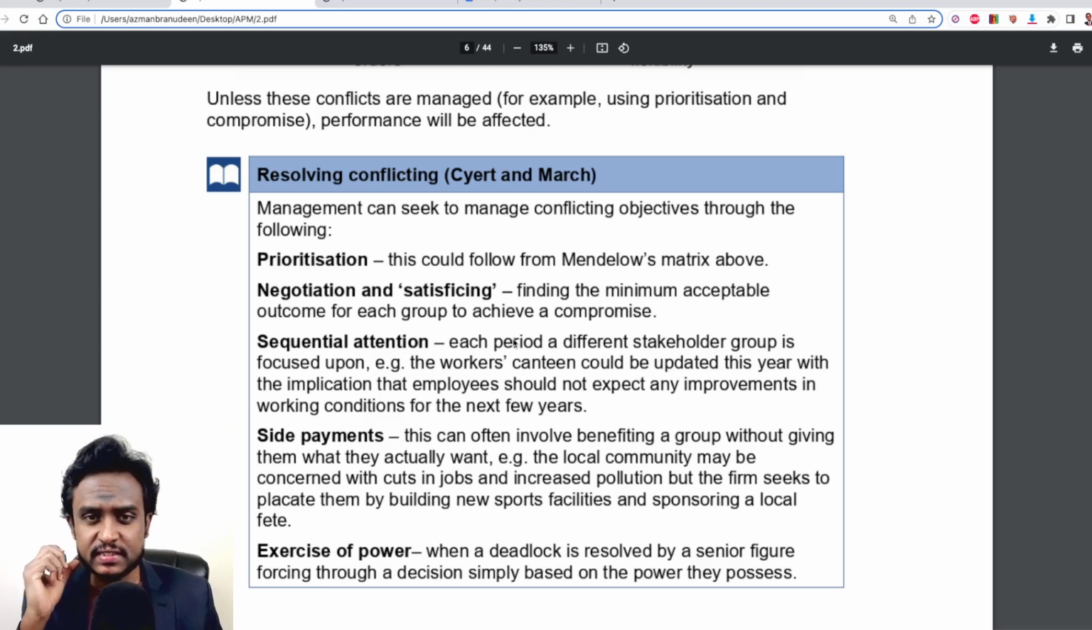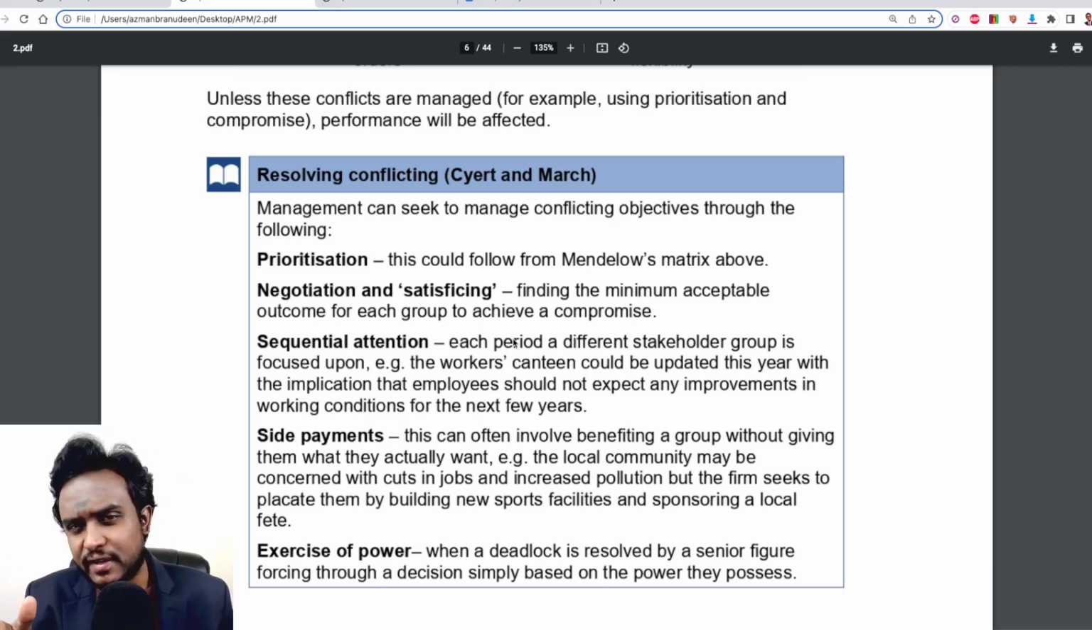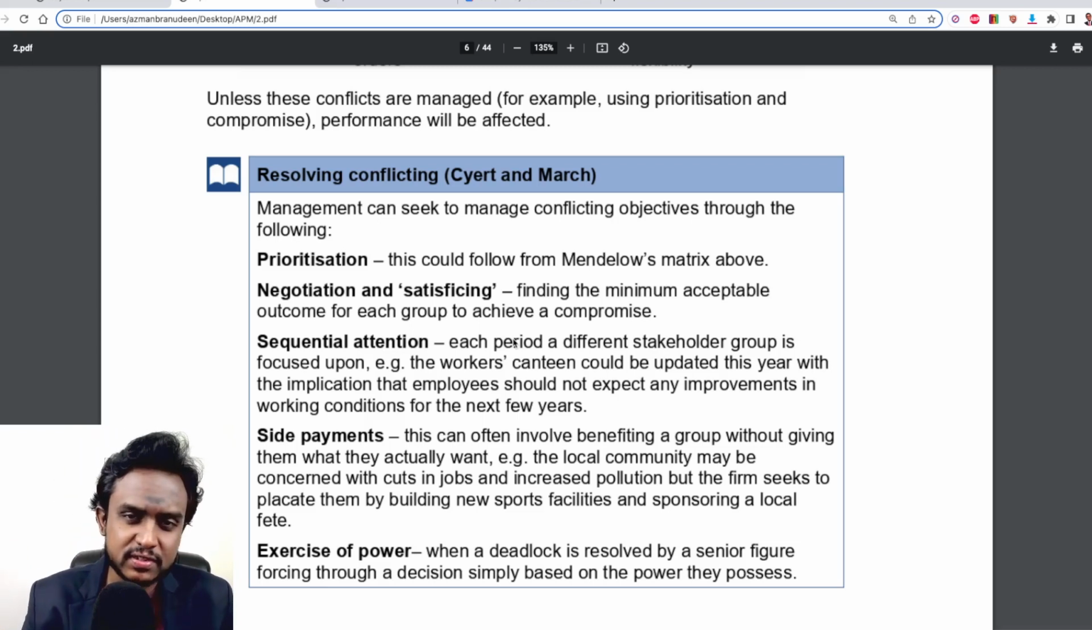Side payments. This is essentially diverting a certain group away, not by giving them what they want, but giving them something else, right? So it should be ethical. It's not like bribery. It's not that sort of thing. It's about negotiating in a way that they would divert their attention. They get something else, and therefore you can focus on the more high priority targets.